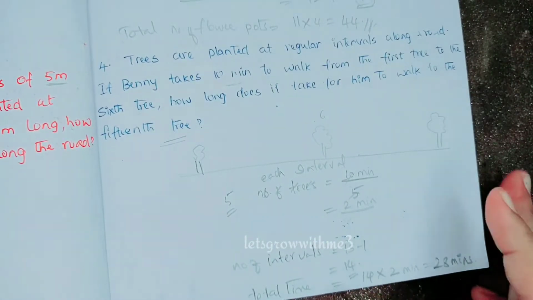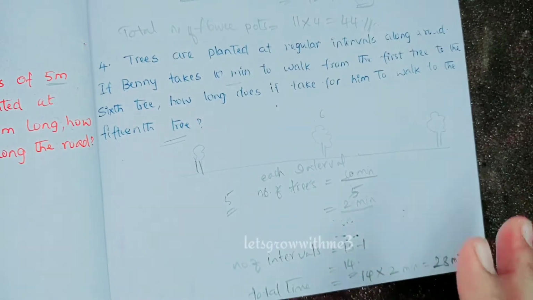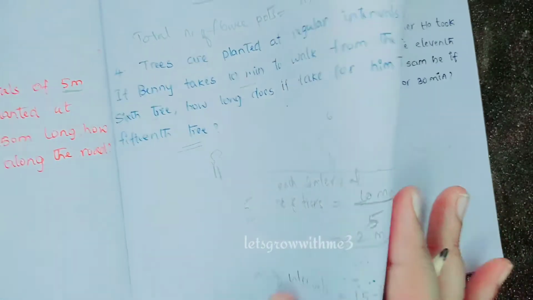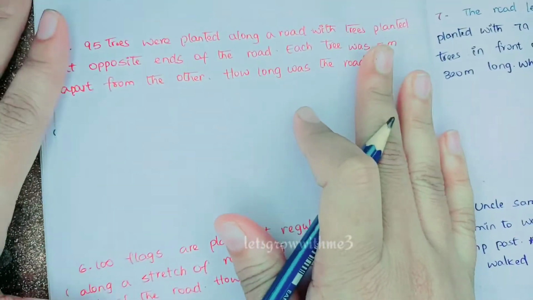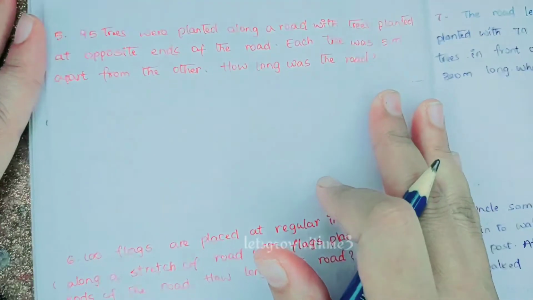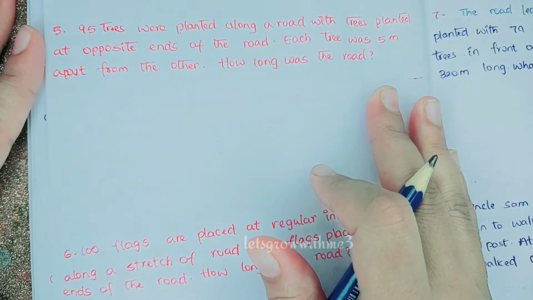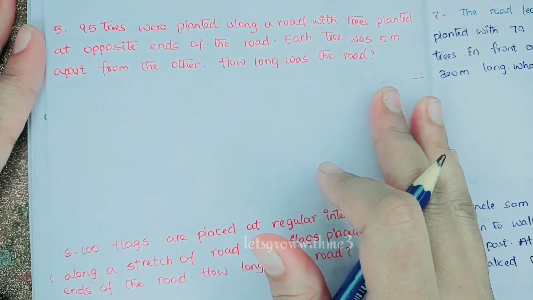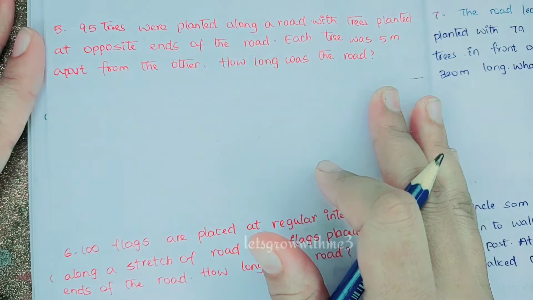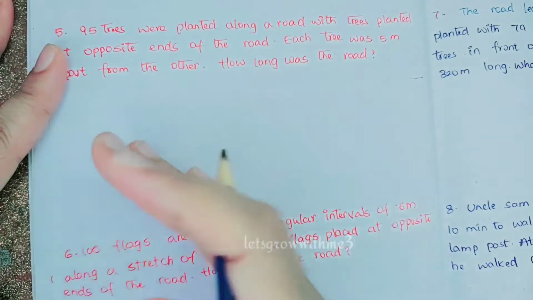And now let's proceed to our next question. So, an easy question. We just need to be a little bit careful. Then let's proceed to the next question. 95 trees were planted along a road, with trees planted at opposite ends of the road. Each tree was 5 meters apart from the other. How long was the road?